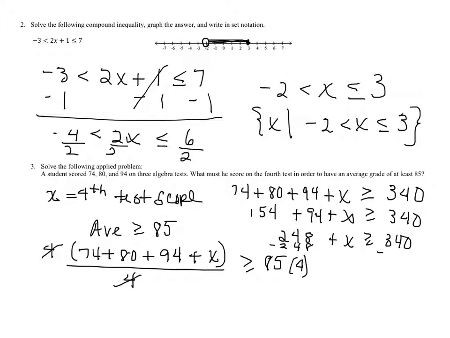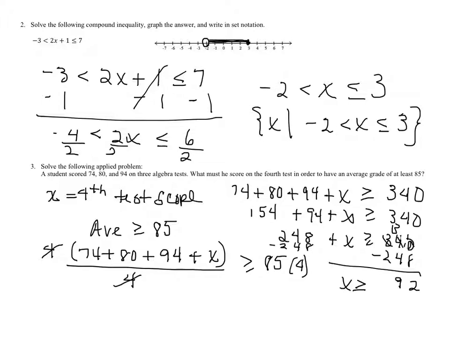It's getting a little messy. Let me erase that, you guys. I'm just going to go E. There we go. Pen back. So x has to be greater than or equal to, let me do a little cleanup here. There we go. I'm going to subtract this. 340 minus 248 is 92.